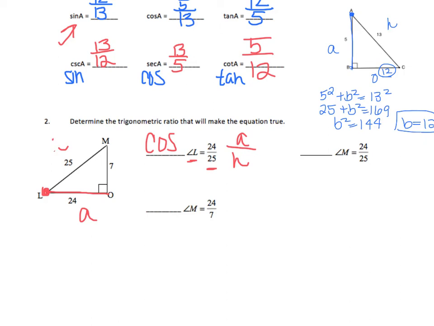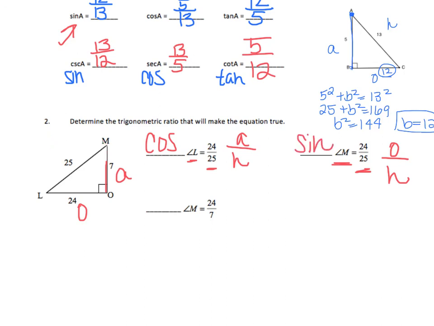Okay, I'm going to try this again. For the second one, it says from angle M, what function gives me 24 over 25? So from angle M, I'm going to draw a line to the right angle. That's my adjacent. The other side is the opposite, and 25 is the hypotenuse. So which one is going to be O over H? That's going to be sine.